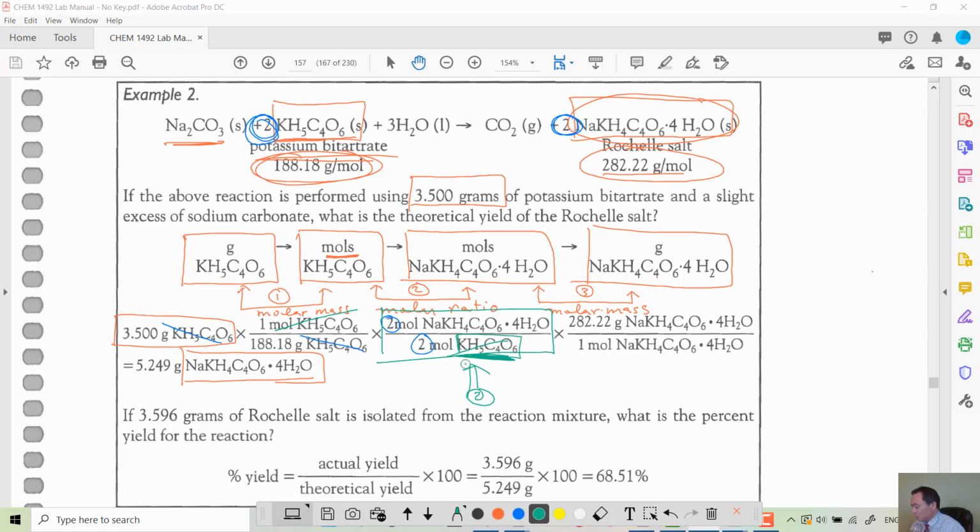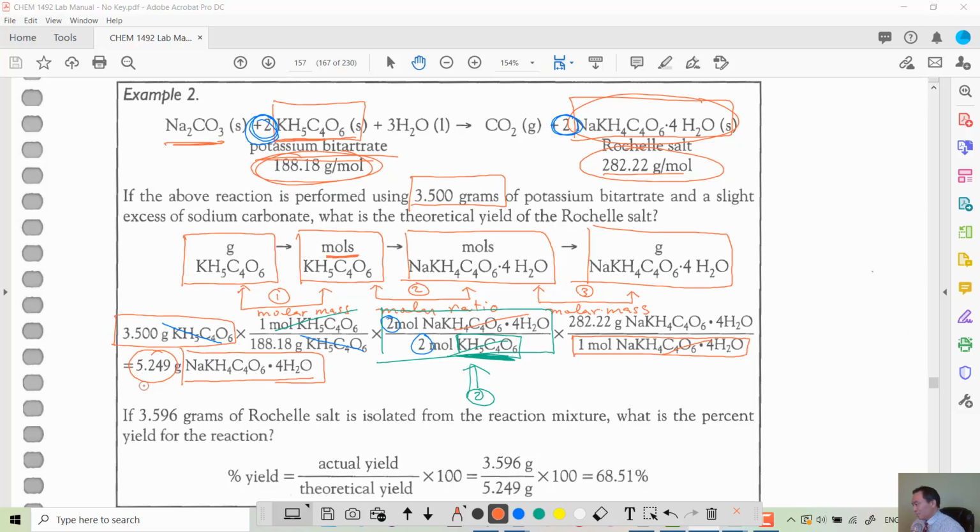they will cancel out. Similarly, for the next step, you need to be able to cancel out this product. That's why in the last step, the mole of Rochelle salt is written as the denominator. After you are done with the whole procedure, calculate it, and you will have 5.249 grams as the theoretical yield.